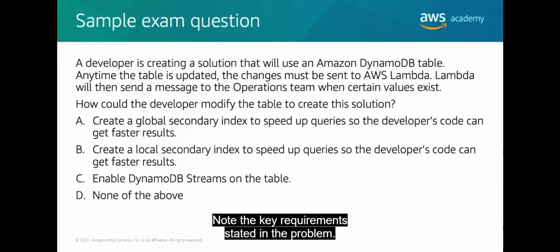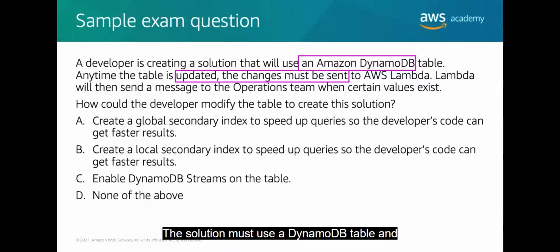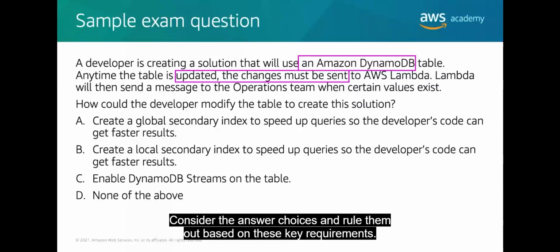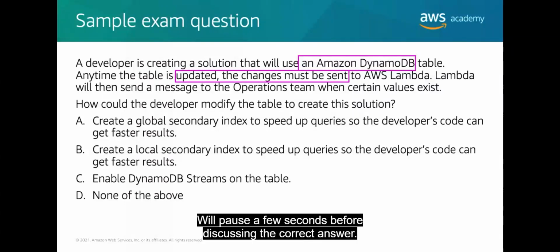Note the key requirements stated in the problem. The solution must use a DynamoDB table, and when the table is updated, the changes must be sent to AWS Lambda. Consider the answer choices and rule them out based on these key requirements. We'll pause a few seconds before discussing the correct answer. If you need more time to consider the answer choices, pause the video.